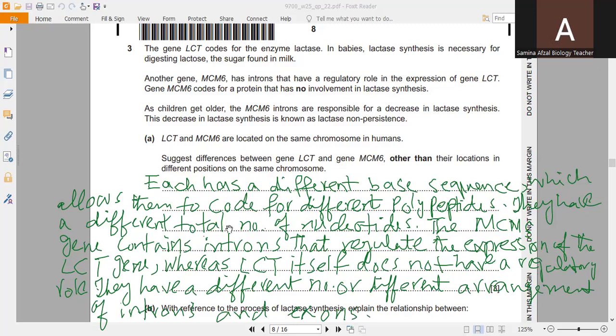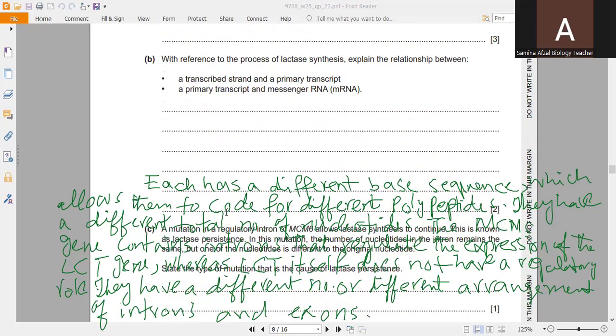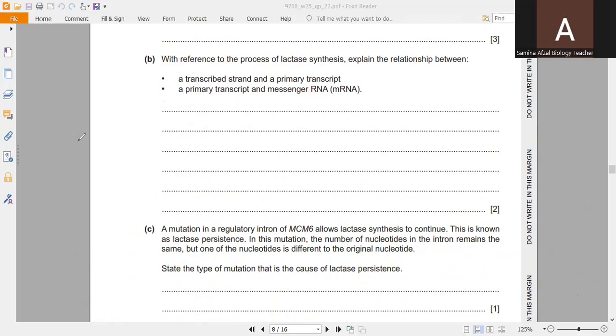Now the next part of this question is B part, which is: with reference to the process of lactase synthesis, explain the relationship between a transcribed strand, a primary transcript and a messenger RNA.